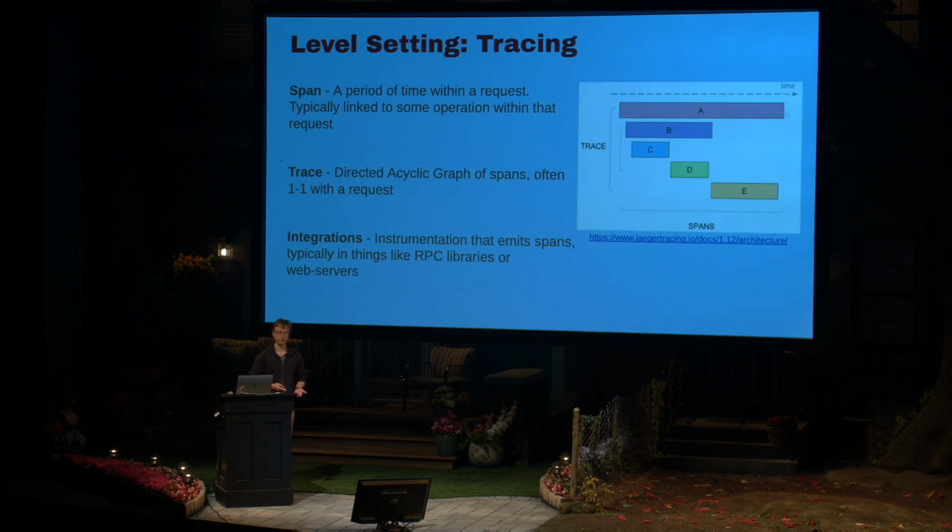Then some terminology. A span is a period of time within your request, typically linked to some operation that happened within the service. Then you have a trace, which is a graph of spans, linking them together chronologically. Then you have integrations. These are the things that actually create the spans, within RPC systems or web servers or load balancers, anything that would emit spans that you want to see.